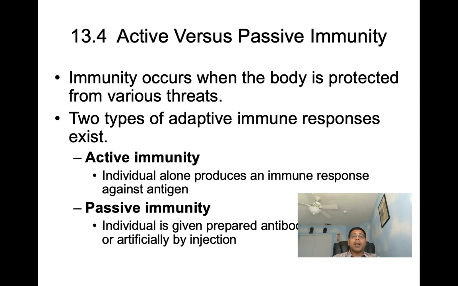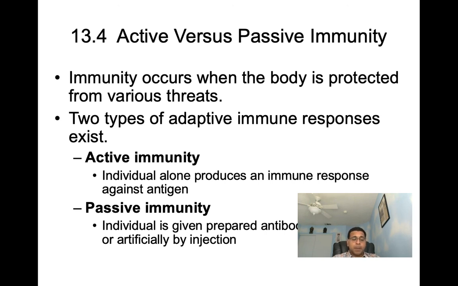Next, let's talk about active versus passive immunity. Immunity occurs when the body is protected from various threats, we said. Adaptive immunity can be induced actively or passively. In active immunity, the individual alone produces an immune response against an antigen. In passive immunity, the individual receives antibodies or cells from another individual.